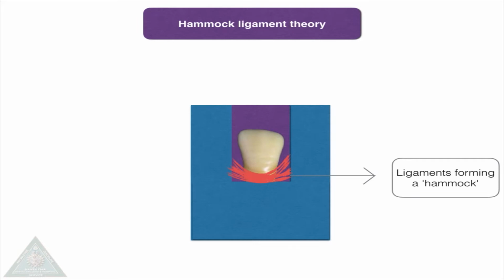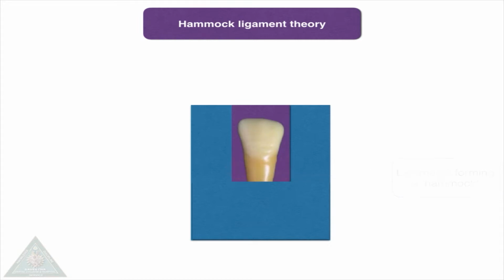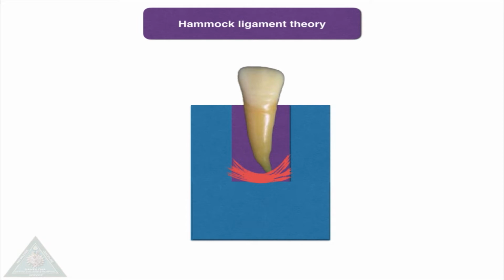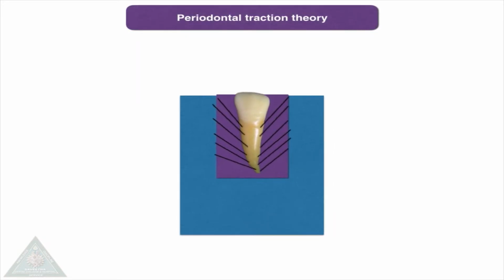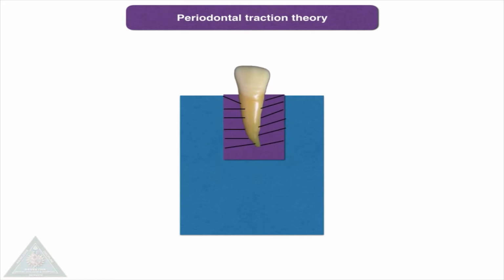The hammock ligament theory. According to this theory, a band of fibrous tissue exists below the root apex, spanning from one side to another side of the alveolar wall. The fibrous tissue forms a network below the developing root. The developing root forces itself against this band of tissue, which in turn leads to apical movement of the tooth. Periodontal traction theory. According to this theory, the traction of the periodontal ligament fibers leads to eruption of the tooth.